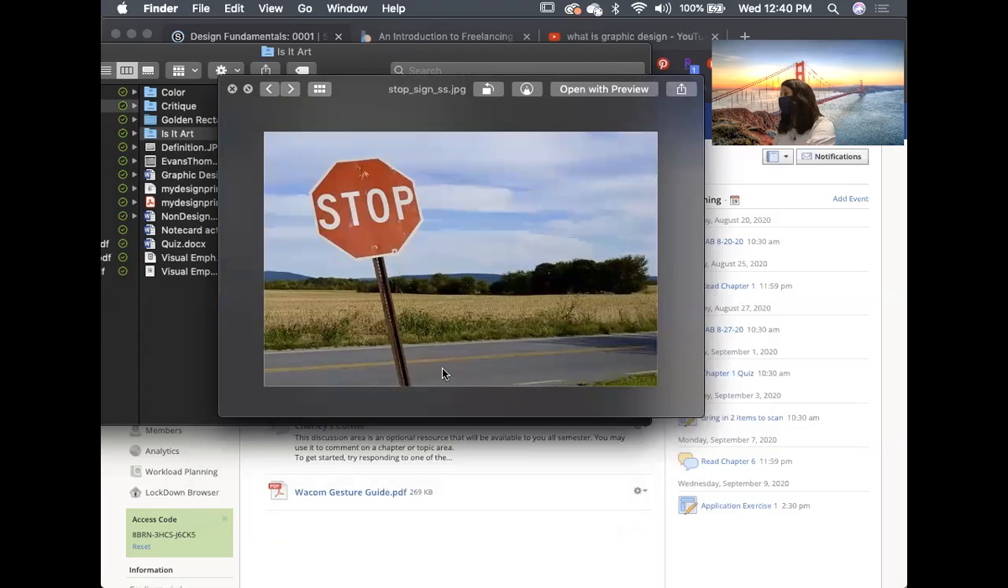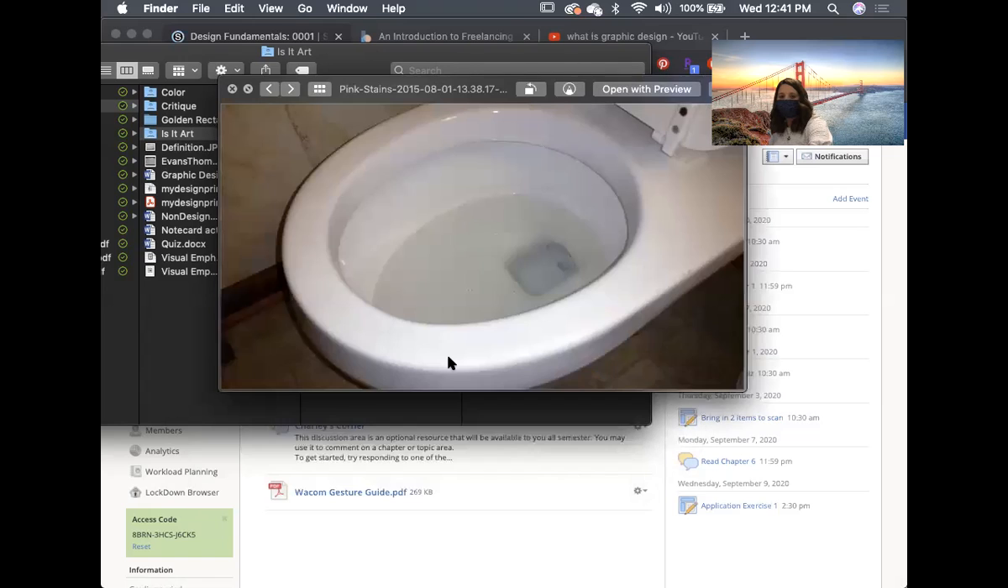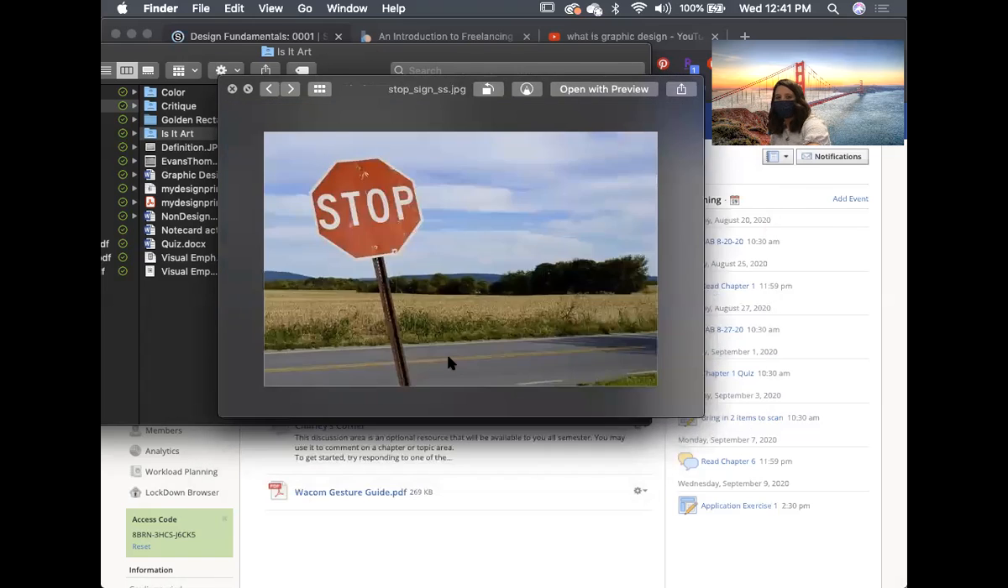So this is a photograph of a stop sign. The photograph itself is art. And we can then go back to intention. Out of curiosity, we talked about this intention, maybe it's more for documentation. Do you think this intention is more for documentation or art? It could be either. Okay, explain.